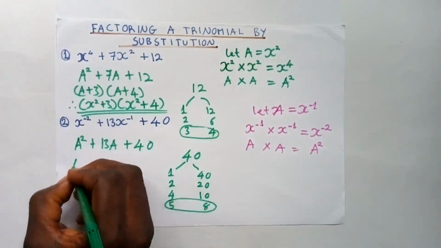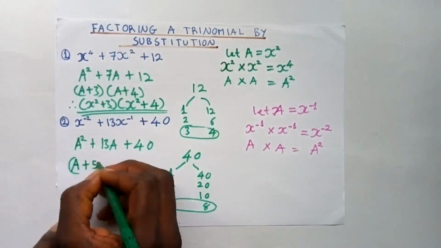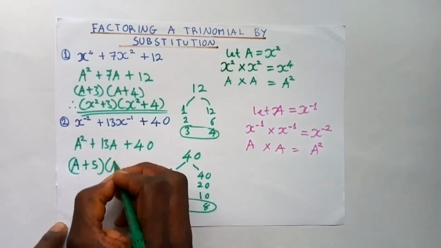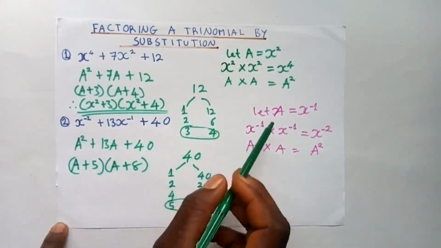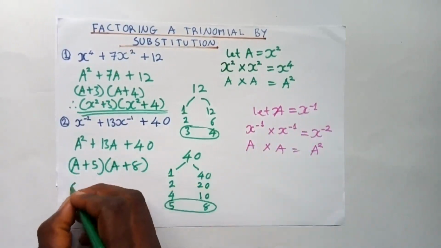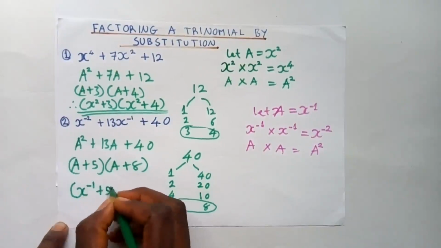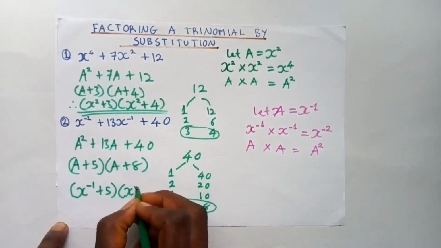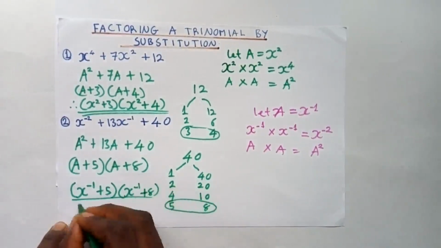Then write in this form: a plus 5 and a plus 8. Recall that a is equal to s to the power of minus 1. So s to the power of minus 1 plus 5 and s to the power of minus 1 plus 8 becomes the answer.